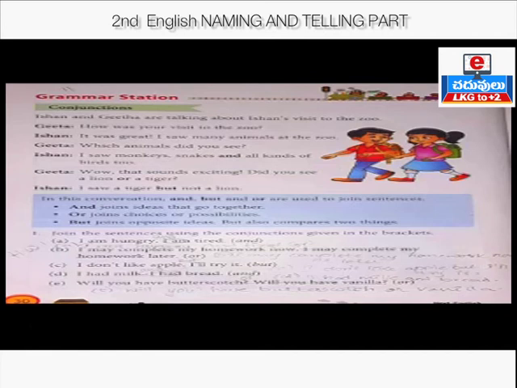Okay? Next, will you have butterscotch? Question mark. Will you have vanilla? Question mark. Children, this sentence we have to write with or. And the answer is like this, children. Will you have butterscotch or vanilla? You have to write or in the middle of butterscotch and vanilla. And we should not write will you have again. You have to join the sentence like this: will you have butterscotch or vanilla? Okay, do this also.